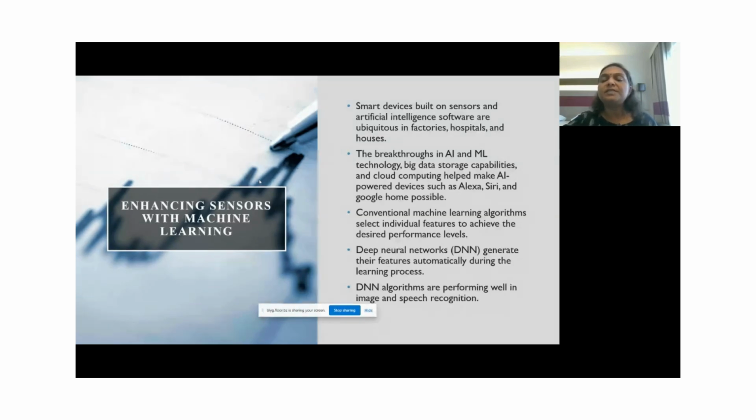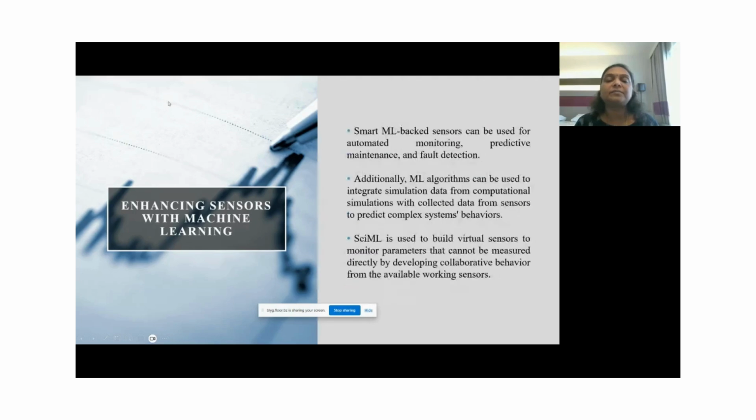Conventional machine learning algorithms select individual features to achieve the desired performance level. Using deep neural networks, it is possible to generate the features automatically during the learning process, and these DNN algorithms perform well in image and speech recognition. Looking forward, smart machine learning backed sensors can be used for automated monitoring, predictive maintenance, and fault detection. Additionally, machine learning algorithms can be used to integrate simulation data from computational simulation with the data collected from sensors to predict complex system behavior.